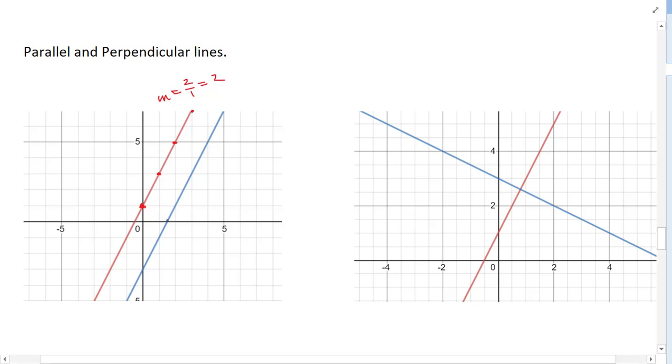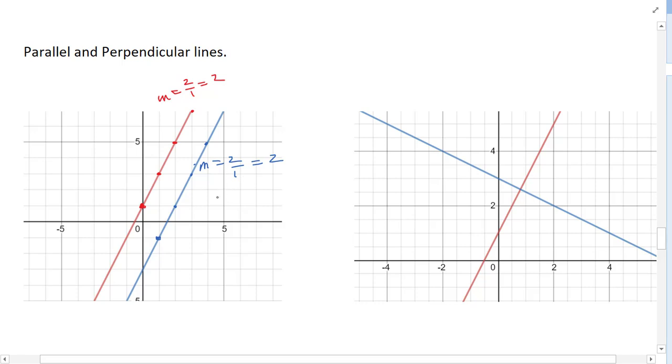And if you look at the blue line, where's another point? Here's a point. I'm trying to find the corners on my graph paper. So then I go over 1, up 2. So it looks like up 2 and over 1 again. Yes, up 2 and over 1. So the slope here is also 2 over 1, which is 2.